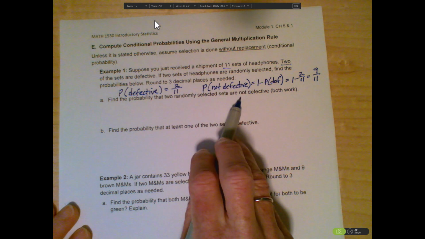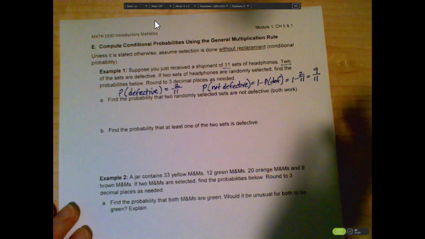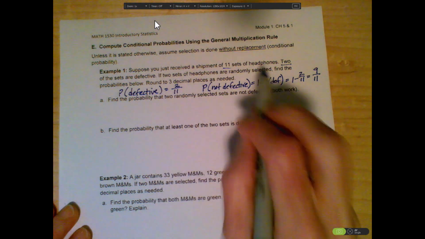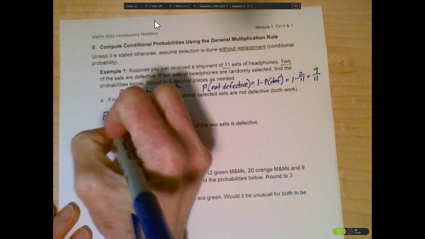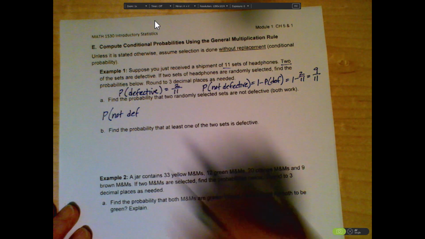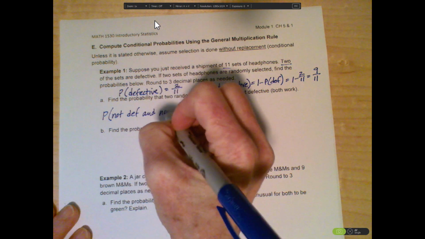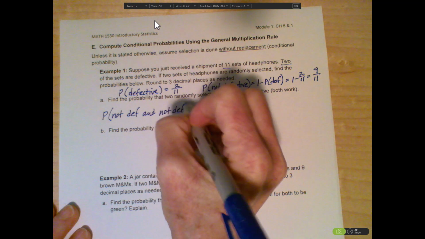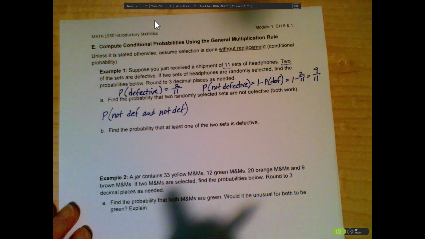Find the probability that 2 randomly selected sets are not defective. In other words, both of them work. You reach in, you get one, and it's without replacement, and then you reach in and you get another one. So we want the probability that the first one is not defective, and on the second trial, the second one is not defective. So that's the multiplication rule in a multi-stage procedure.